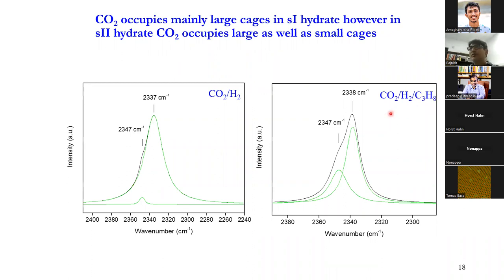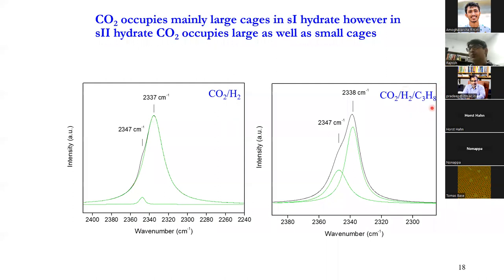When we talk about a hydrate of CO2, hydrogen and propane, or CO2, hydrogen and hydrogen sulfide, all three gases occupy the hydrate phase. If there is a large cage and a small cage, and propane was not present, all the CO2 would have gone into the large cage. So I would have got a better separation efficiency between CO2 and hydrogen. Theoretically, this is what is expected.